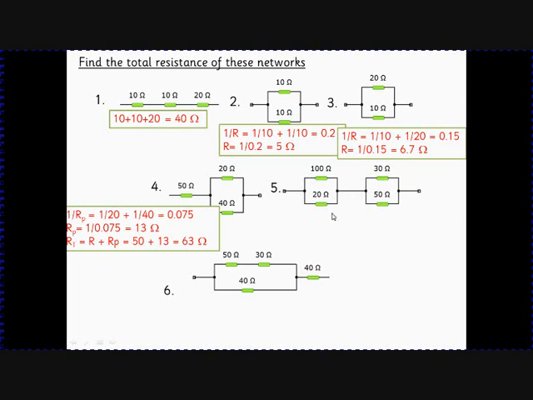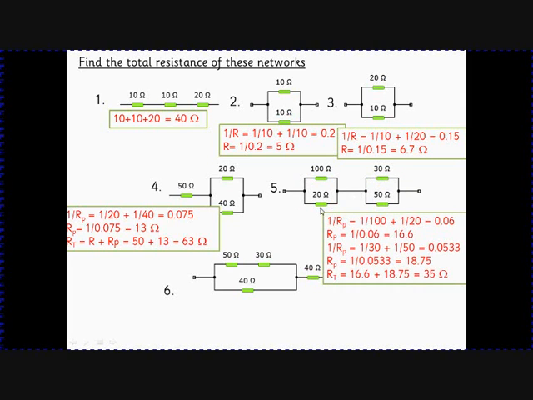Okay, this one is not 4 resistors in parallel, it's 2 resistors in parallel, followed by 2 more resistors in parallel. So we have to do these two. 1 over 100 plus 1 over 20 is 0.06, 1 over 0.06 is 16.6, so a 16.6 ohm resistor would replace these two. Then you do these two, do the same method, you get 18.75 ohms, add those two together, you get a 35 ohm resistor altogether.